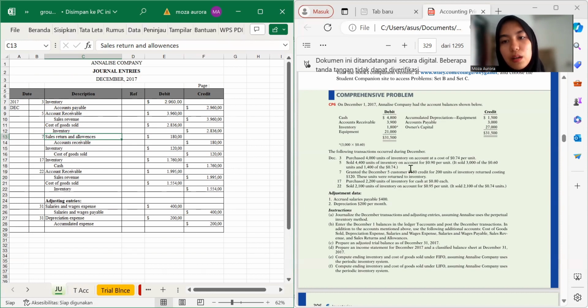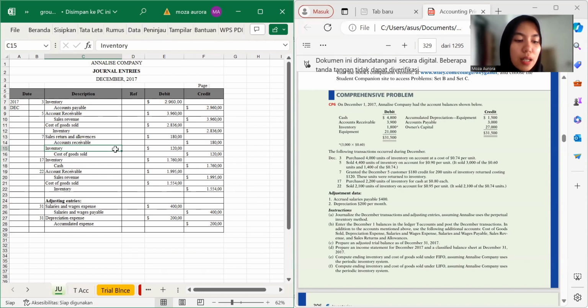Granted the December 5 customer $180 credit for 200 units of inventory returned, costing $120. These units were returned to inventory. The sales returns require us to prepare 2 sets of journal entries. The first journal entry is related to sales returns. The debit is sales returns and allowances with the corresponding credit to accounts receivable. So here are sales returns and allowances and accounts receivable. And we write $180 on the debit and credit side.